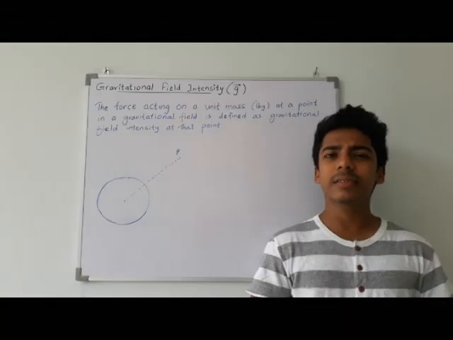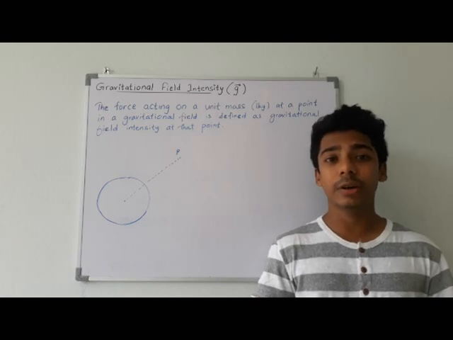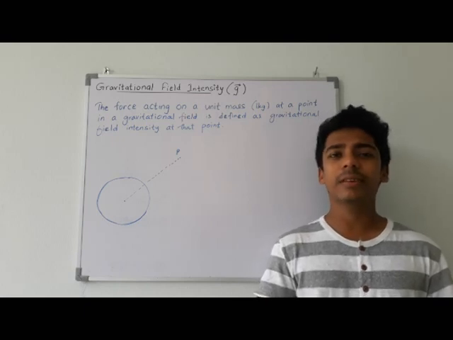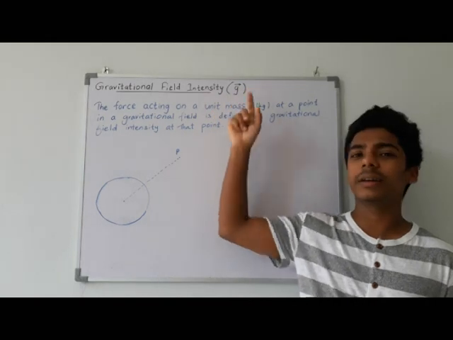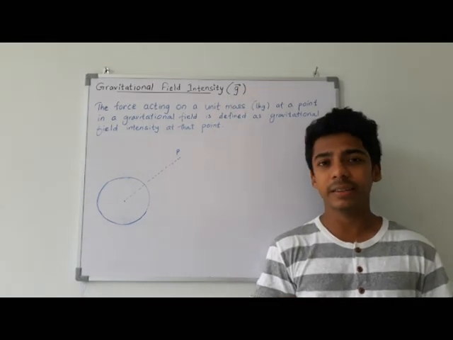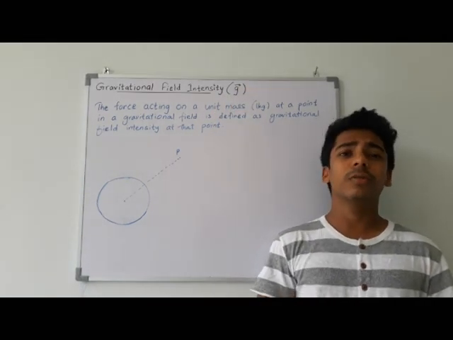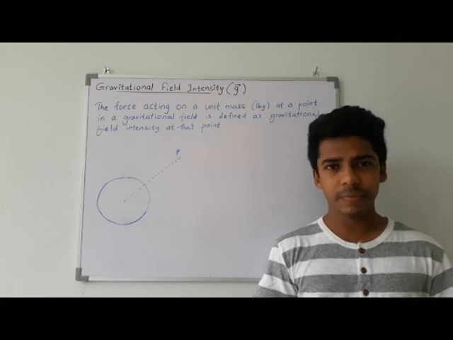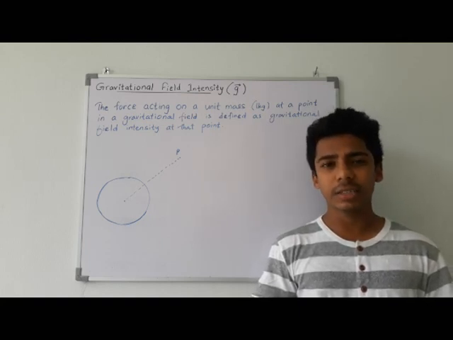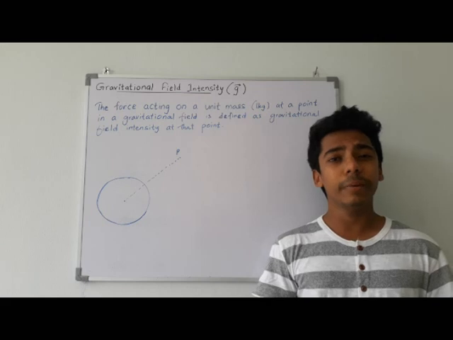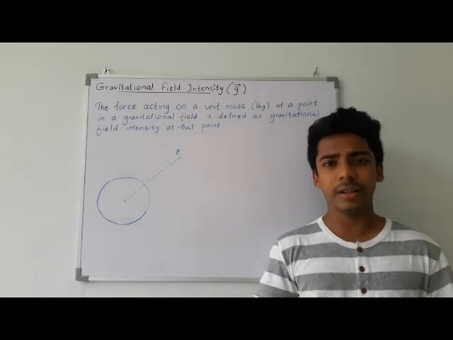The next thing is gravitational field intensity, which is denoted by the letter g, and you can see there is a small arrow on top of the letter to indicate that gravitational field intensity is a vector quantity. So what is gravitational field intensity? It is defined as the gravitational force acting on a unit mass at a point in a gravitational field.